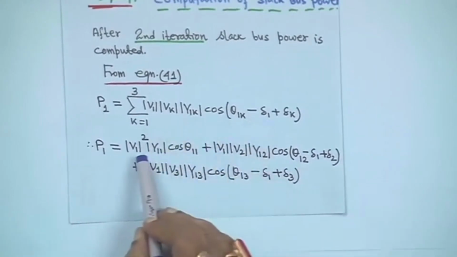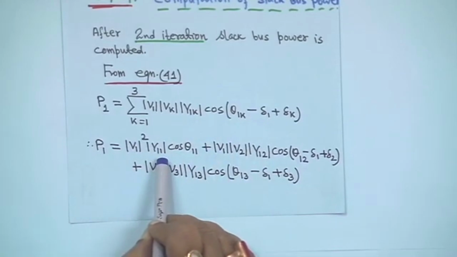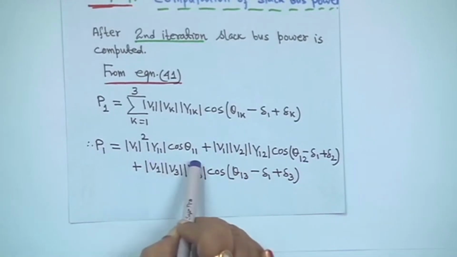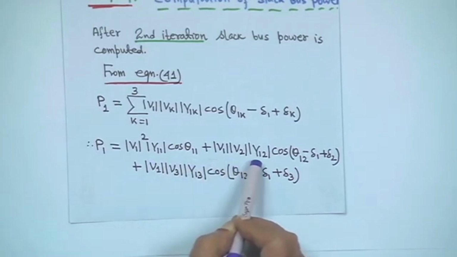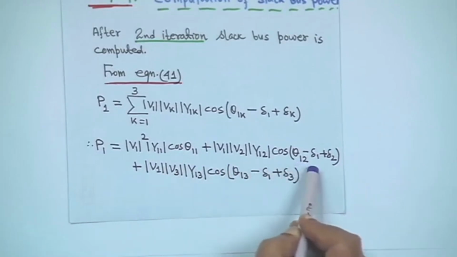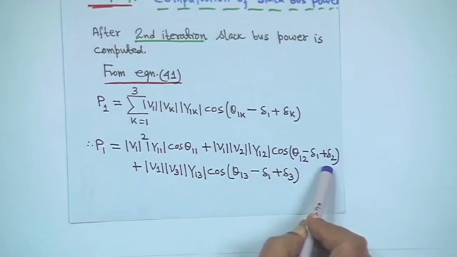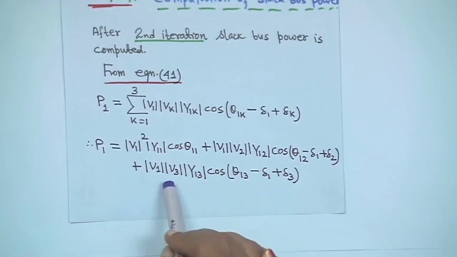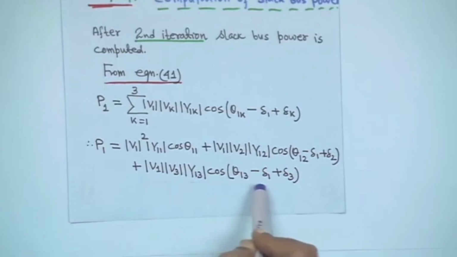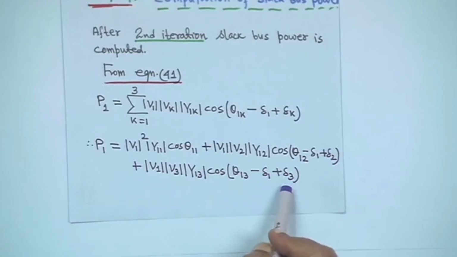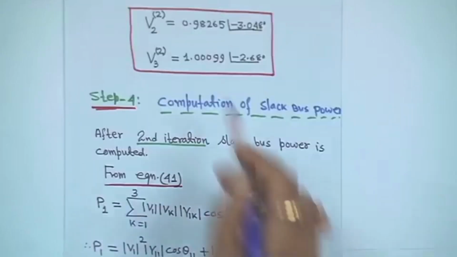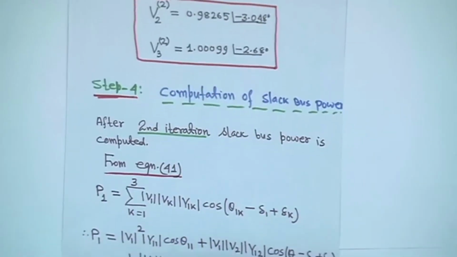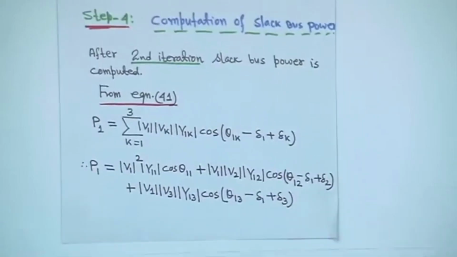So, if you expand this, it will become magnitude V1 squared, magnitude Y11, cos theta 11, plus magnitude V1 magnitude V2 magnitude Y12 cosine of theta 12 minus delta 1 plus delta 2, right, plus magnitude V1 V3 magnitude Y13 cosine of theta 13 minus delta 1 plus delta 3. Now, after the second iteration you have got these voltages, and all the angles are known: theta 11, the angle of Y11, the angles of Y12 and Y13 are all known, right.